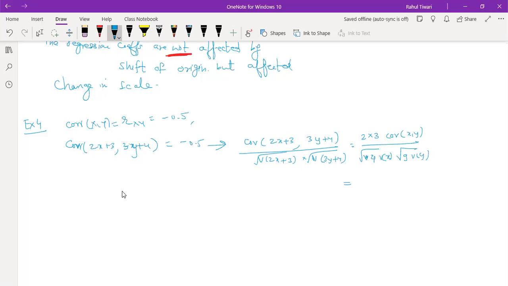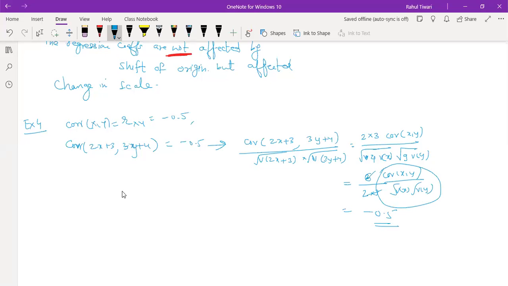So this is nothing but what? 2 into 3, which is 6, upon root of 4 becomes 2 and root of 9 becomes 3, into covariance between x and y upon variance of x into variance of y. And you can understand this gets cancelled. We are left with the covariance between x and y upon the variance terms, and this is nothing but the correlation between x and y. So that's why correlation doesn't get affected when you do a change of origin and scale.